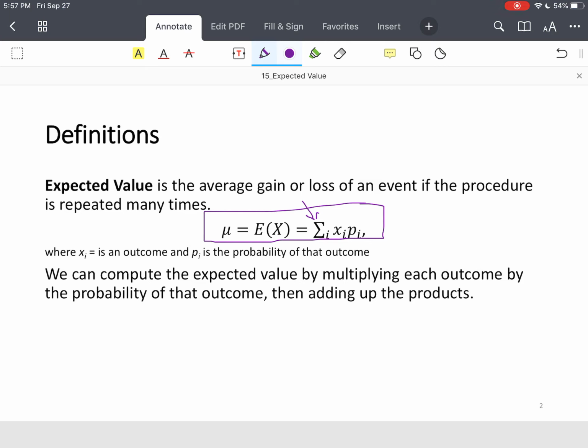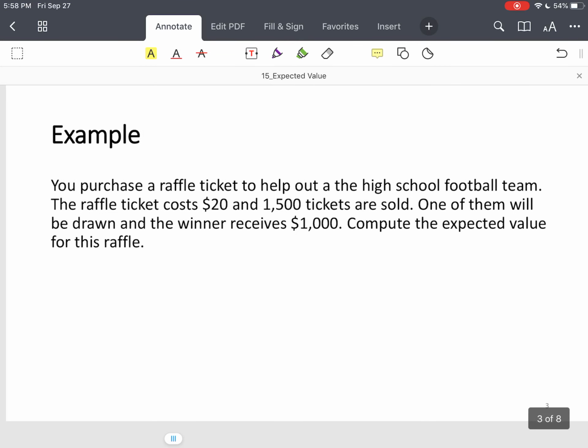Okay, so you're going to take the expected value of a particular event or outcome multiplied by its probability, and then you just do that for each particular outcome. Okay, so it's real simple. You multiply each outcome by its respective probability and you add them all together. Okay, so let's see this via an example.